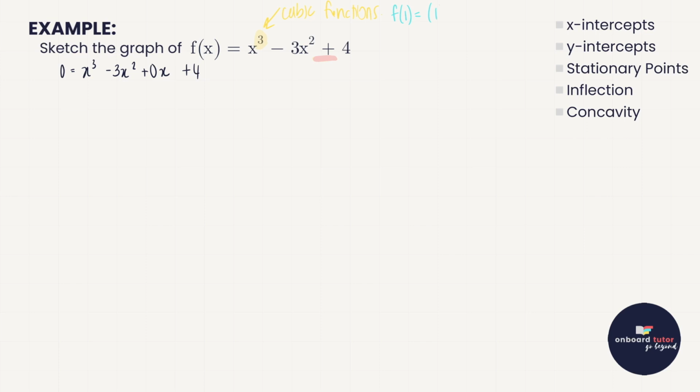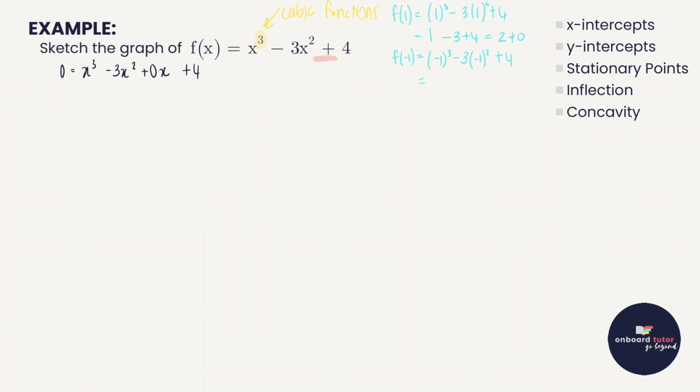So everywhere I see an x, I'm going to substitute in a 1. Okay, so that's 1 minus 3 plus 4. And that ends up being 2, which is not equal to 0. So that doesn't help us. Okay, then the next thing I'll try is minus 1. And you're literally just going to keep going until you find a factor that's going to work for you here.